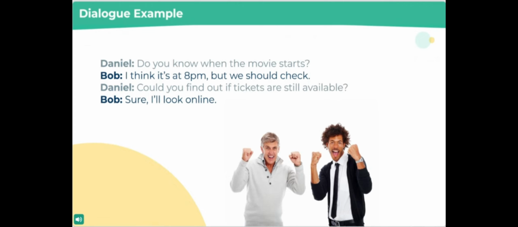Daniel: Do you know when the movie starts? Bob: I think it's at 8 p.m., but we should check. Could you find out if tickets are still available? Sure, I'll look online.